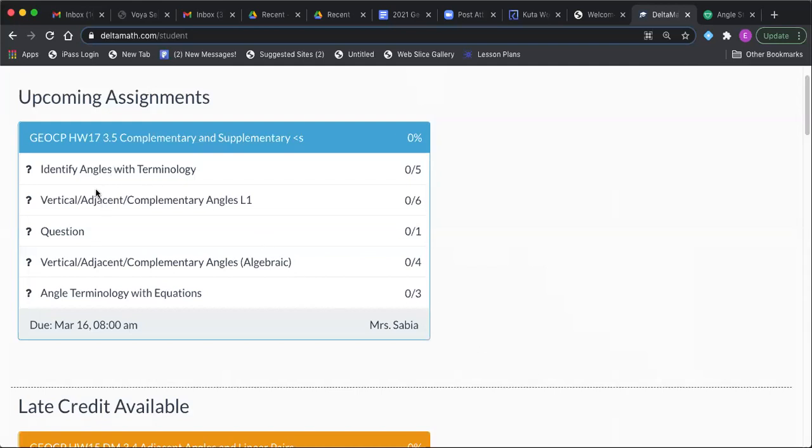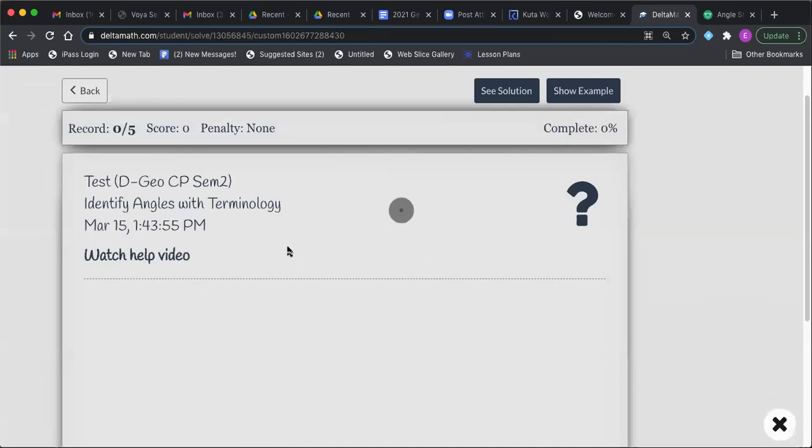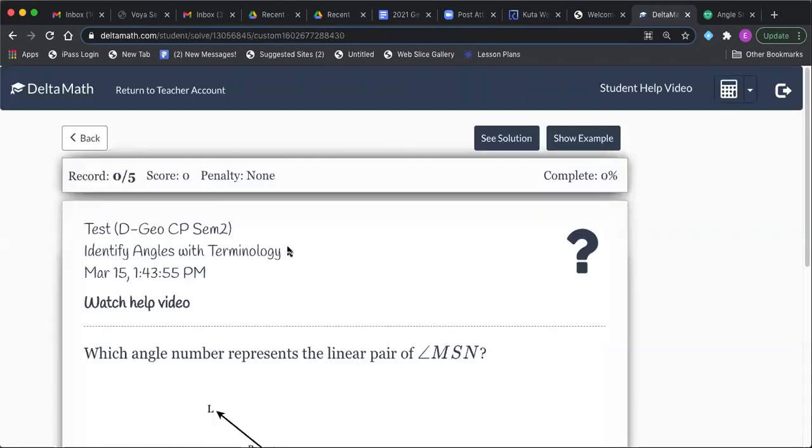So you're going to see you have 2 of them here that are pretty straightforward. So I'll just do one of each of these real quick. So first one, identify angles. Let's see. Sorry, I'm just going to hop in with my iPad so I can draw.